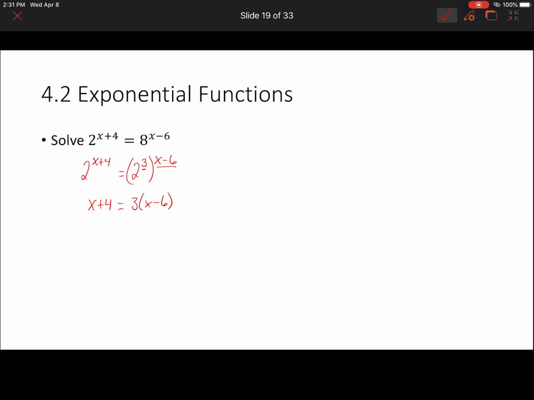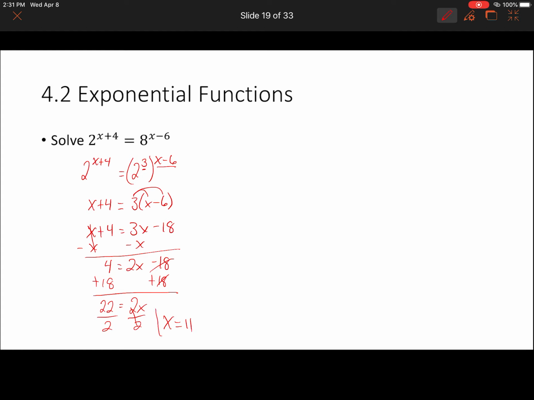Well, now we just have a linear equation that we can solve, and so we'll distribute the 3, and we'll have x plus 4 equals 3x minus 18, and then you just solve for x. So we'll subtract x, and we'll get 4 is equal to 2x minus 18, and then we'll add 18, and 4 plus 18 is going to be 22, and that's equal to 2x, and we'll divide by 2. And so we find out that x is equal to 11.